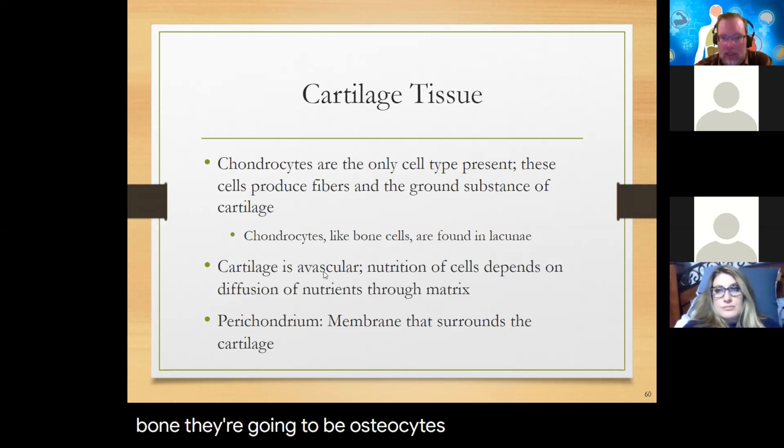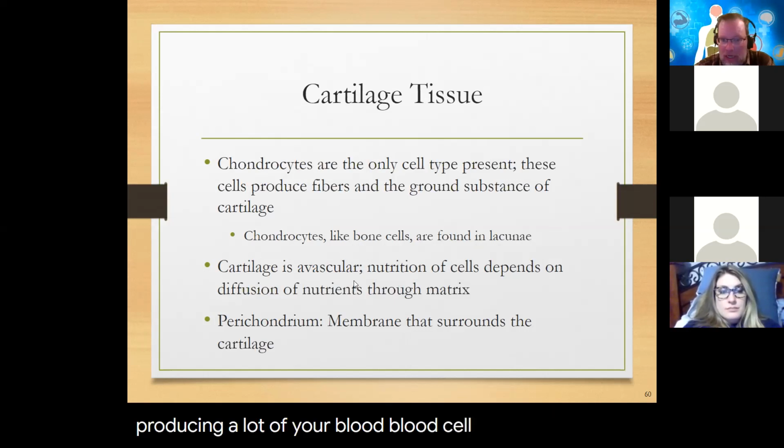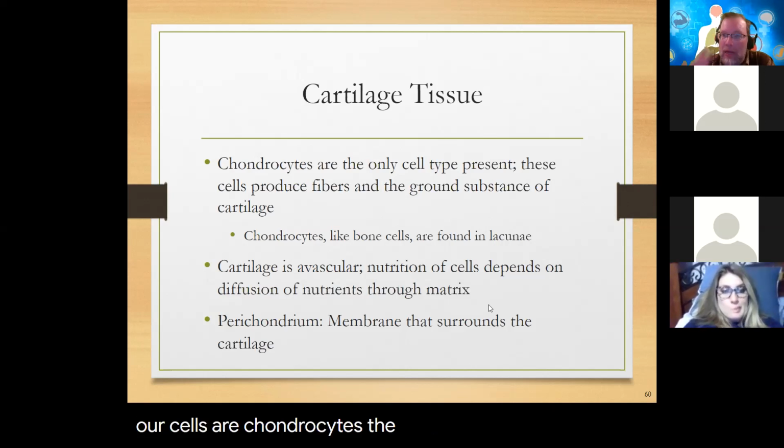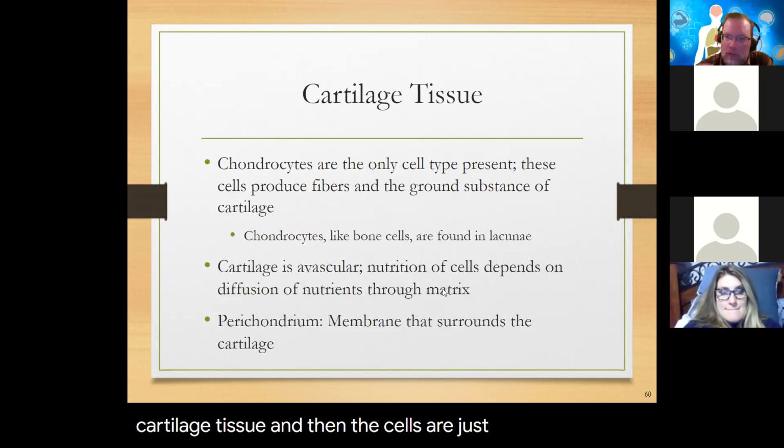The matrix, by the way, too, bone is not avascular. Bone is actually producing a lot of your blood cells. Cartilage, however, is avascular. No blood supply to cartilage. We get nutrition to our cells, our chondrocytes, from neighboring tissue that allows nutrients to diffuse past the membrane and into the matrix of the cartilage tissue. And then the cells are just kind of floating around and swimming in the matrix and gobbling up whatever came in.